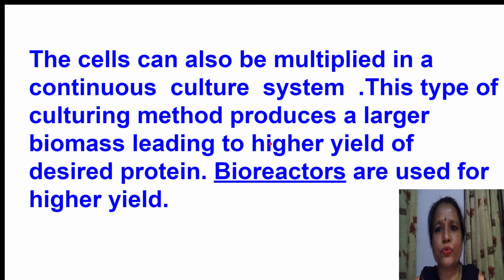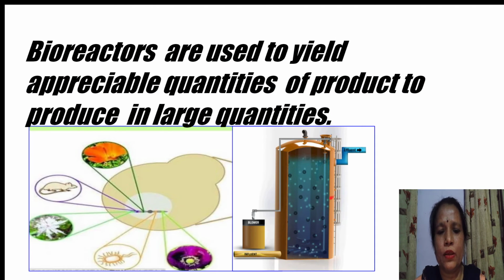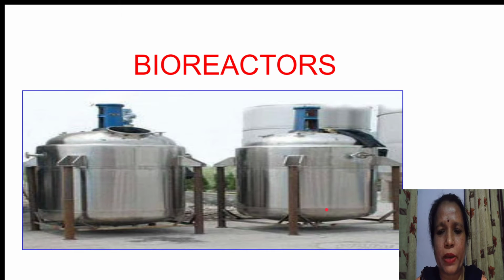Now if we want the cells to be multiplied in large quantity, then we have to utilize continuous culture. This type of culturing method produces a large biomass leading to a higher yield. For the higher yield, we require bioreactors, and they will give us larger quantities of our products. Here is a bioreactor, and we will obtain large quantities of our product. These are also bioreactors.